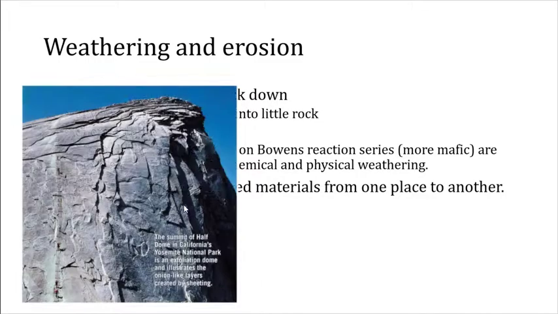So we can see here, this is Half Dome out in Yosemite, and we can see how it's breaking in these planes, in these flat slabs. This is called exfoliation, and this is a great example of physical weathering. Right, we're turning a big rock into smaller rock. This is something that igneous rocks frequently do. Stone Mountain does it too.